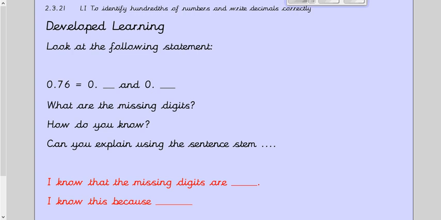So our developed learning then, look at the following statement. We have 0.76 equals 0 point something and 0 point something. What are the missing digits? How do you know? And can you explain using these sentence stems? So I'll model it, and then in a minute you'll have a go.